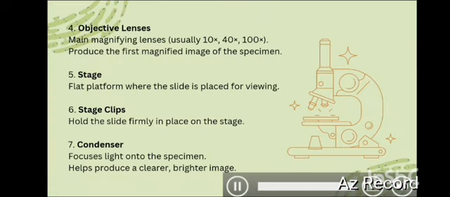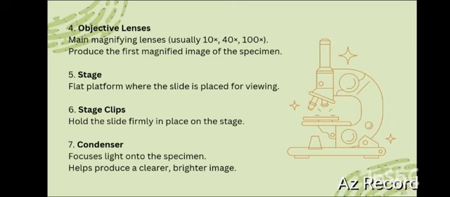Next is the objective lenses. They are the main magnifying lenses of the microscope. I told you we can change the objective lens according to our wish. There will be 3 of them, and the magnification power is given, that is 10x, 40x, and 100x. It produces the first magnified image of the specimen. The objective lens magnifies the image of the specimen.